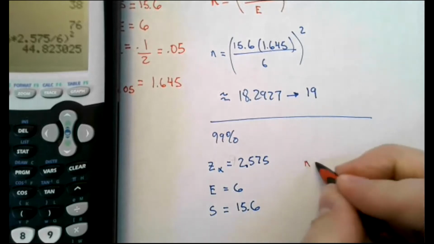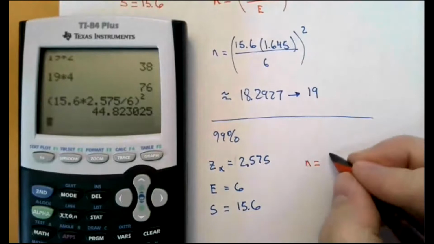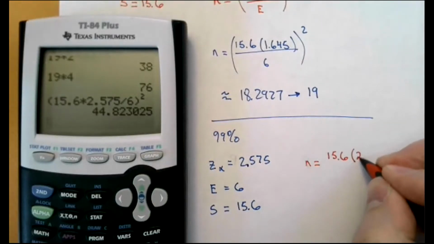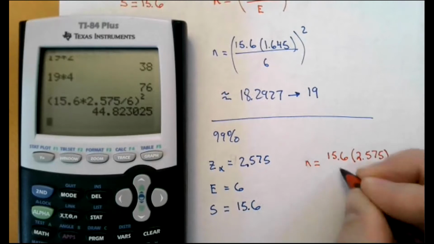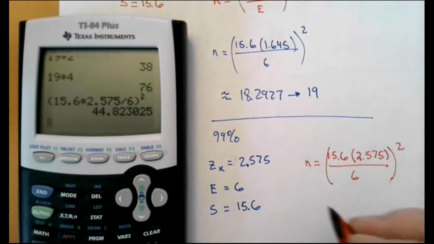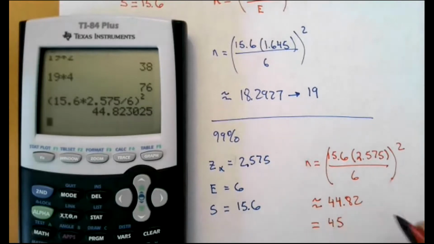So what you would type in your calculator, and what I did was just save myself time by selecting the previous one, which you don't have to do, is 15.6 times 2.575, all of that divided by 6, all of that squared. My calculator is giving me 44.82, so I should write that as 45.